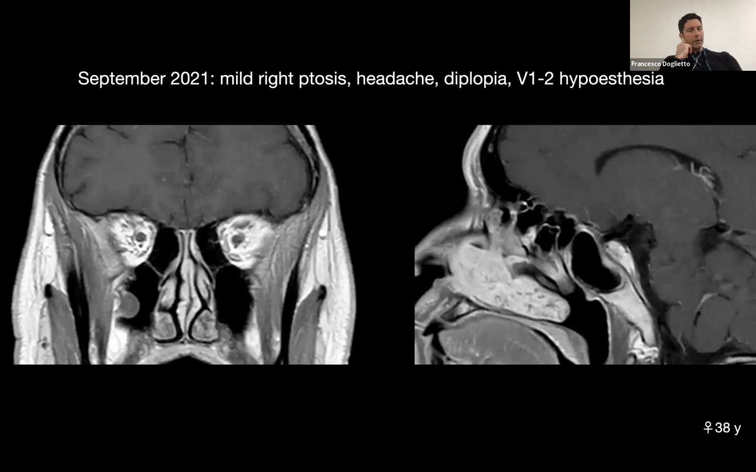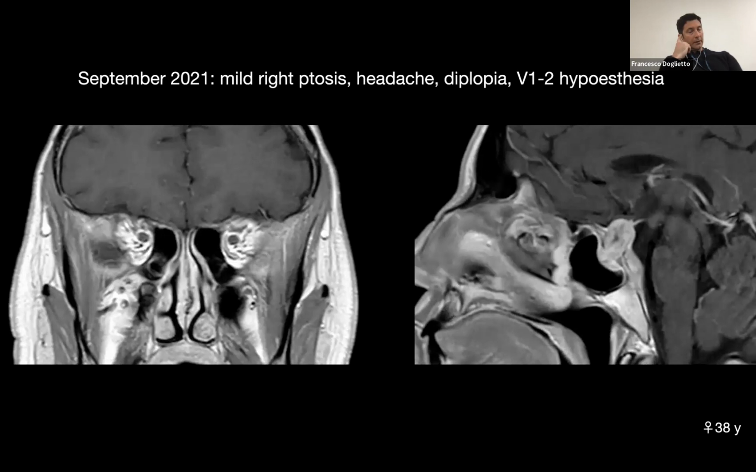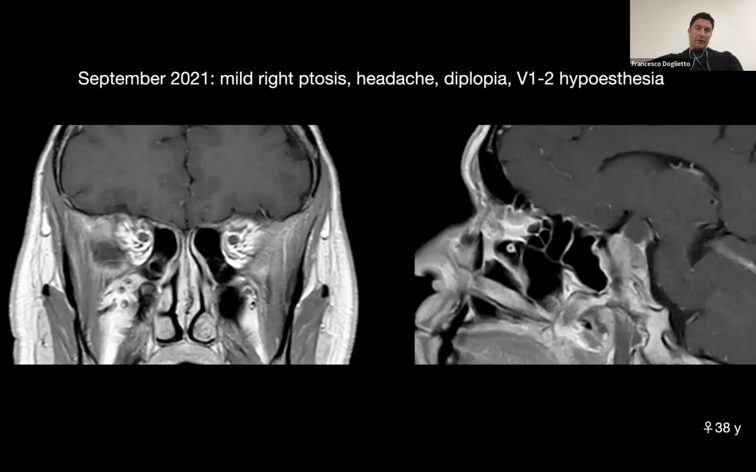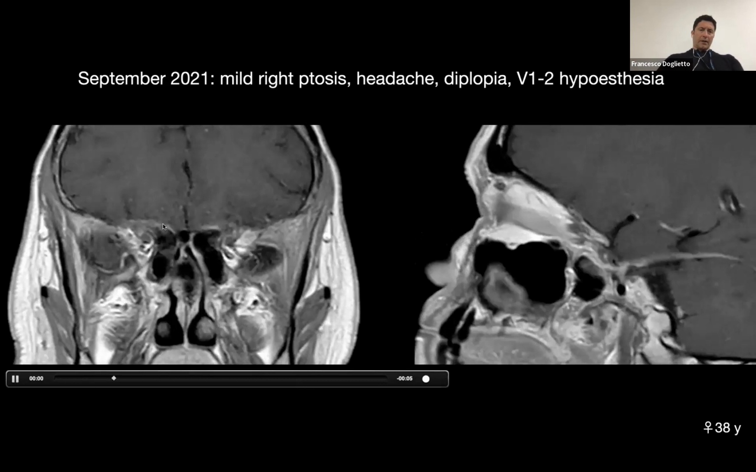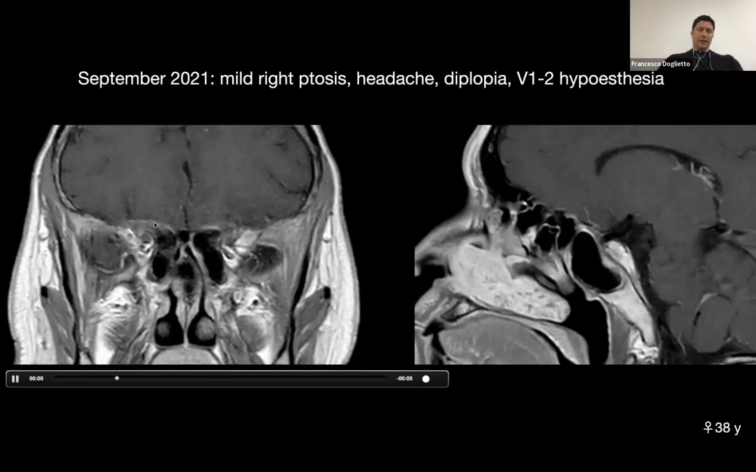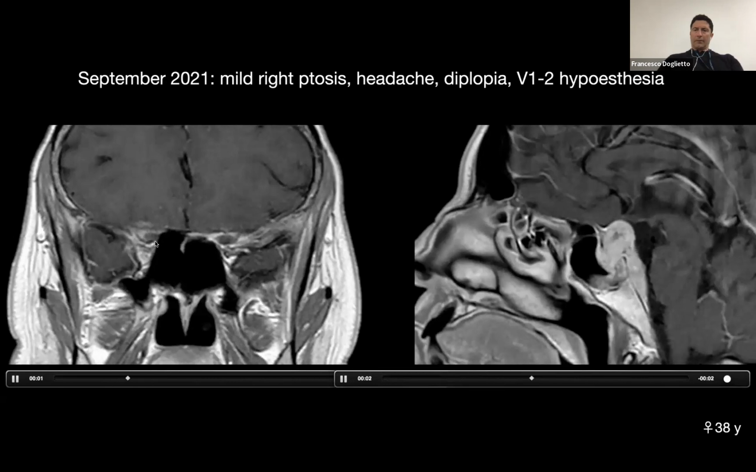Unfortunately, I see her in September 2021 when she presents with cavernous sinus syndrome involving the third cranial nerve and even the trigeminal nerve. And as you can see on the MRI, it was this large tumor involving the sellar, suprasellar, and parasellar area. And there was this small portion outside the cavernous sinus along the third nerve, which was partially apoplectic. So that's why it wasn't picking up contrast here.